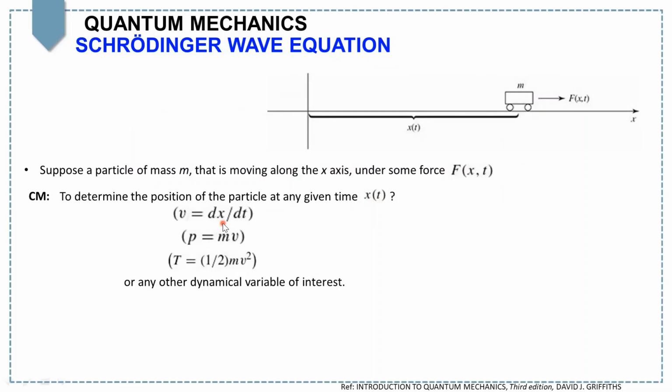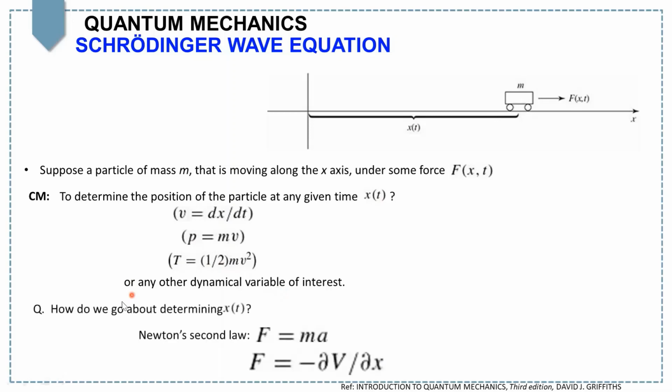the particle, the momentum of the particle, and the kinetic energy of the particle as well, or any other dynamical variable we can easily find out. But the question is, how do we go about determining x of t?